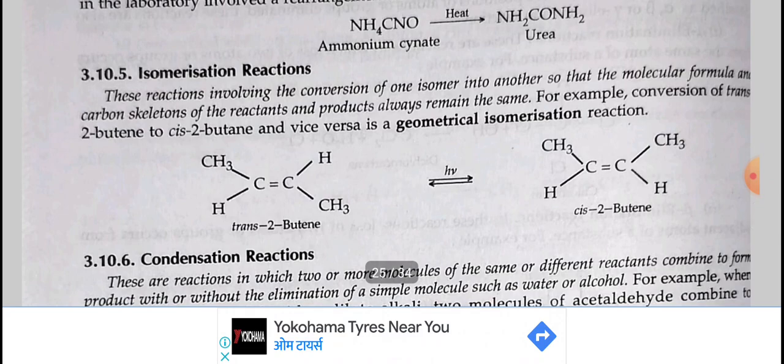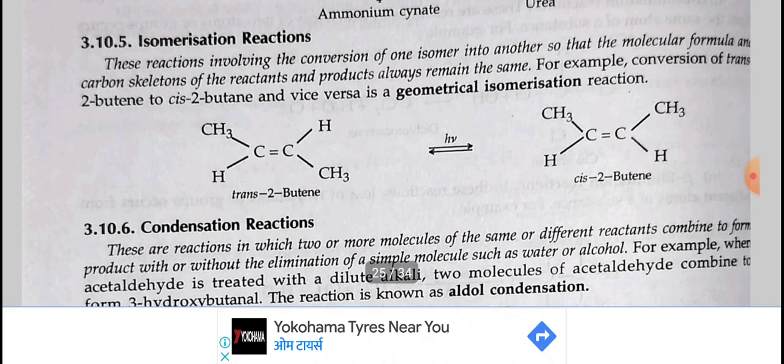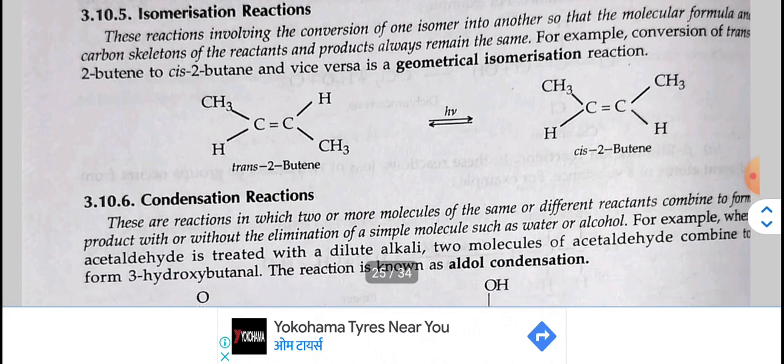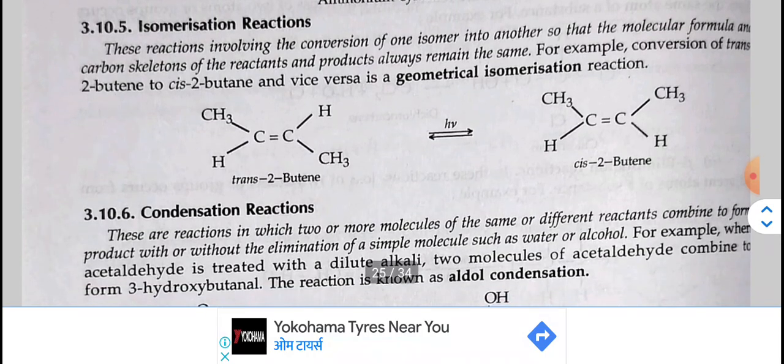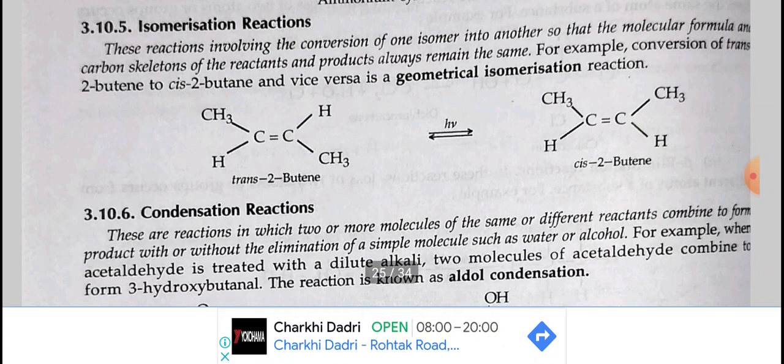Isomerisation reaction. The reactions involving the conversion of one isomer to another, so that the molecular formula and carbon skeleton of reactant and products always remain the same. For example, conversion of trans-2-butene to cis-2-butene and vice versa is a geometrical isomerisation reaction. Trans-2-butene on heat or in the presence of light gives cis-2-butene.